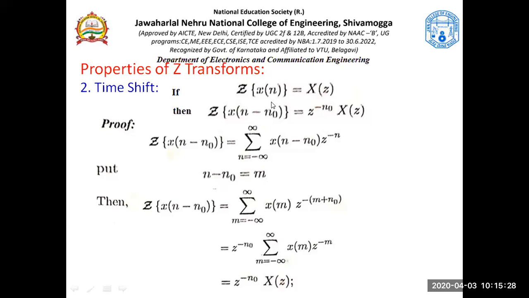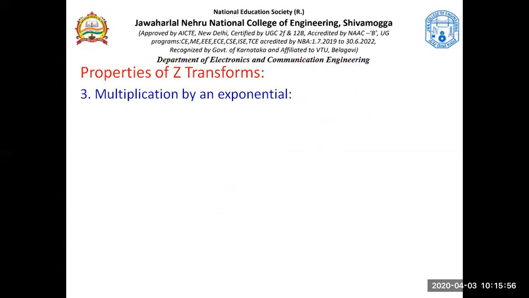Hope you have followed. This is the second property of z transform, that is the time shift property. If you have a shifted time, see the shift and bring that shift as the power of z, along with X of z. So that would be the z transform of the time shifted signal. Everyone understand this? Okay. So let's go on with the next property, that is multiplication by an exponential.